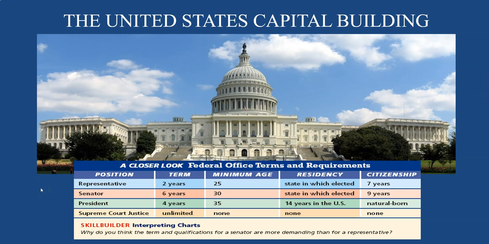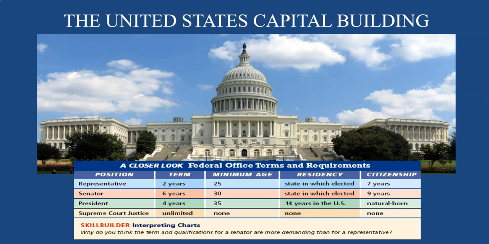You can see here what we talked about before. You have the different positions: representatives, senators, the president, and then the Supreme Court. The House of Representatives serve for 2 years. The senators serve for 6 years. The president for 4 years. And the Supreme Court, obviously, the term is unlimited.